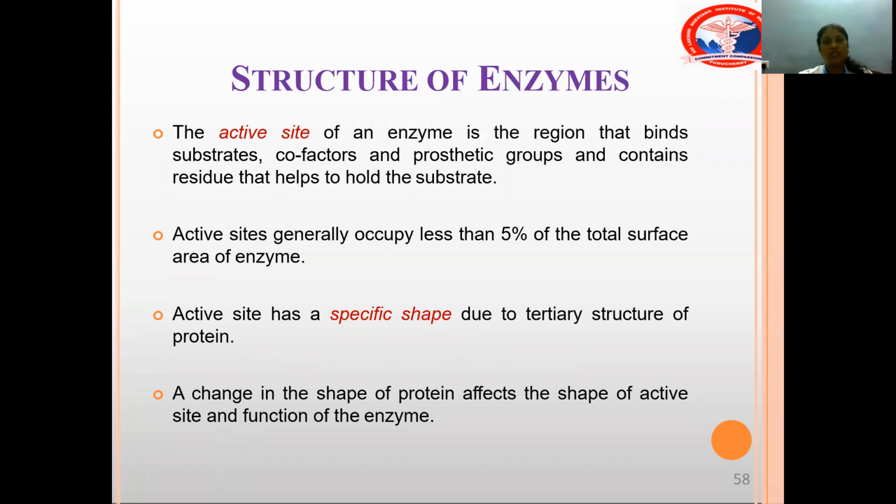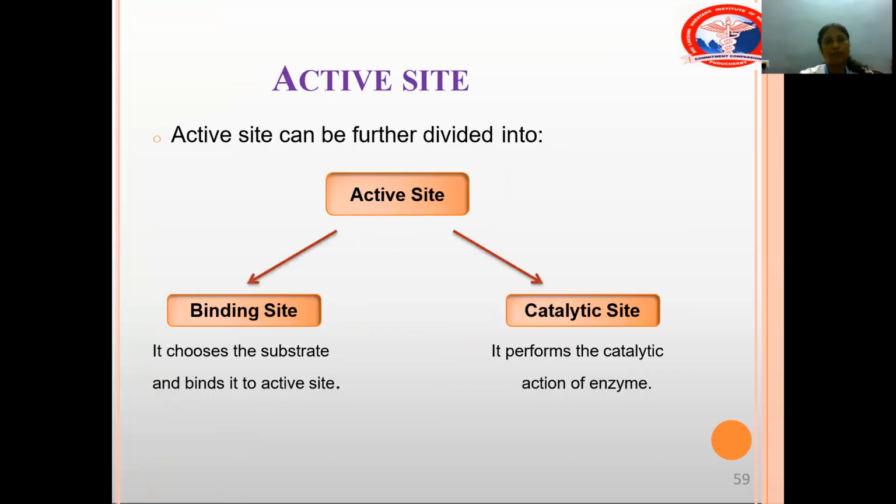So moving on to the mechanism of enzyme action, we need to summarize the structure of an enzyme. An active site of an enzyme is the region which binds with the substrate and cofactors, and it contains residues that are complementary to the substrate. It has its own specific shape, which is contributed by the tertiary structure. So any change in the shape of the protein will affect the active site and thereby the functionality of the enzyme.